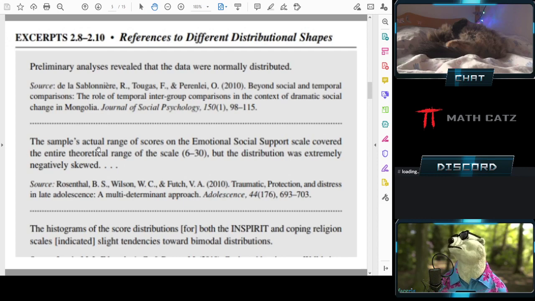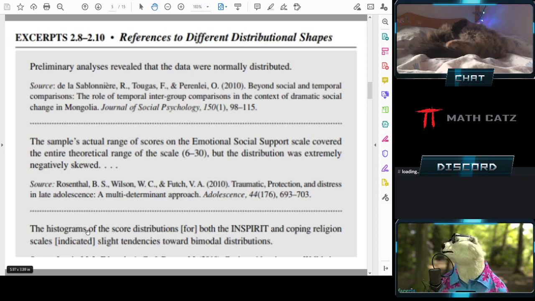Middle one here, the sample's actual range of scores on whatever scale covered the entire theoretical range of the scale, but the distribution was extremely negatively skewed. So they can describe in words what the profile is without necessarily showing every graph, and in that way save a little bit more time when it's not necessary to show it.